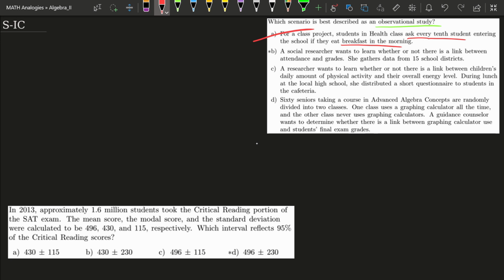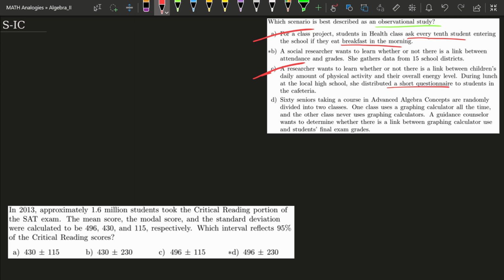For choice C, we would actually look at distributing a short questionnaire to students in a cafeteria. That's going to have the same negative outcome of asking the kids questions and having their responses all jumbled up.